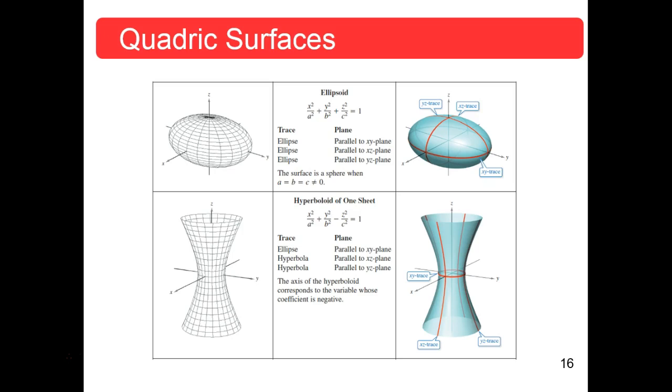I think I said this earlier, but I didn't read this. When you have an ellipsoid, it becomes a sphere when all three of these are the same: a equals b equals c, as long as they're not zero. If they're zero, you just have a point at the origin. That's not very interesting. So a hyperboloid of one sheet looks like that.